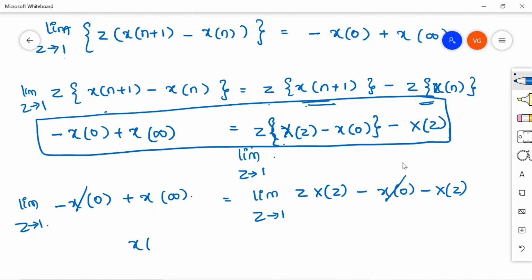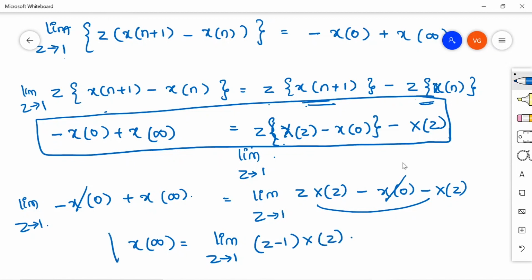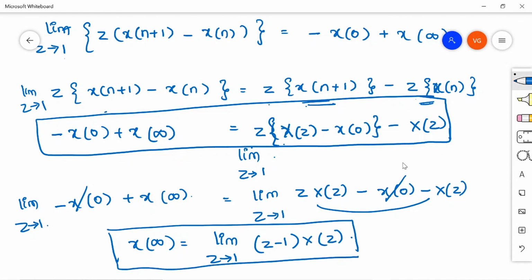So what I am getting is x of infinity is equal to limit z tends to 1, taking z minus 1 common, times X of z remaining. So x of infinity is defined like this by the final value theorem. So without finding the inverse Z transform of the given signal X of z, you can find out the final value of the causal signal x of infinity using this final value theorem.